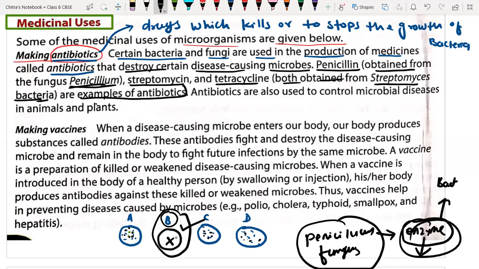So who discovered the first antibiotic called penicillin? Alexander Fleming. Yes. Antibiotics are also used to control microbial diseases in animals and plants. That's why microorganisms are used in medicines. This is a very important discovery, penicillin, and after that a big revolution came in the pharmaceutical industry. Penicillin was the first antibiotic drug.